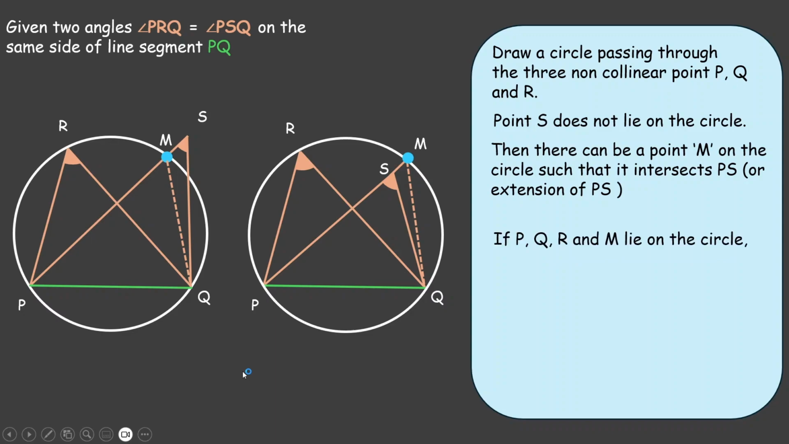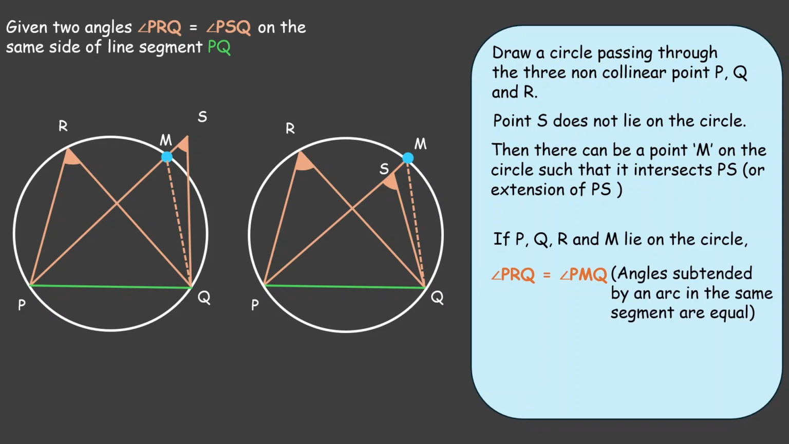Now, if you notice, since these 4 points P, Q, M and R lie on the circle, we can say that angle PRQ is equal to angle PMQ. Similarly, over here, angle PRQ is equal to angle PMQ. Why is that? Because there's a theorem which says that angles subtended by an arc in the same segment are equal. So over here, PQ is the arc which is subtending both of these angles PRQ and PMQ in the same segment, right?